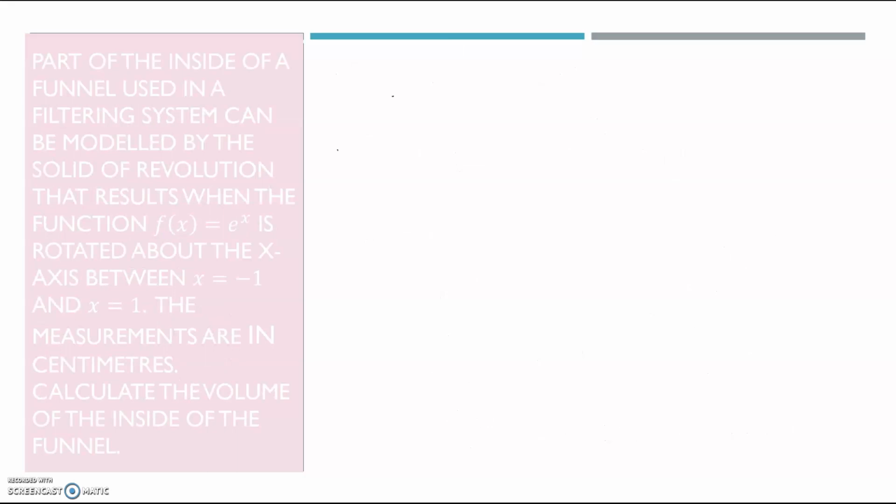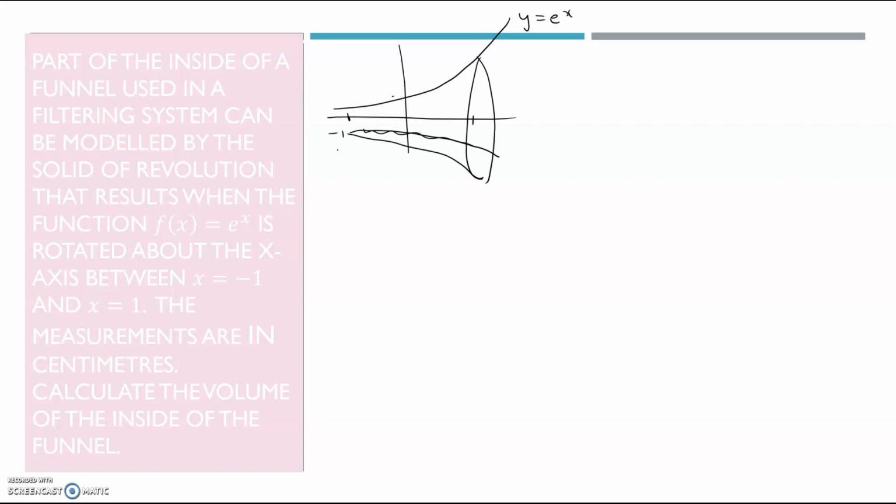Here's a slightly more real example. We have a funnel and a filtering system that is modelled by y equals e to the x, and it's from -1 to 1. So if we rotate that around the x-axis, whoops, that's not very good drawing, we're going to get a shape a bit like that, and it's from 1 to -1.